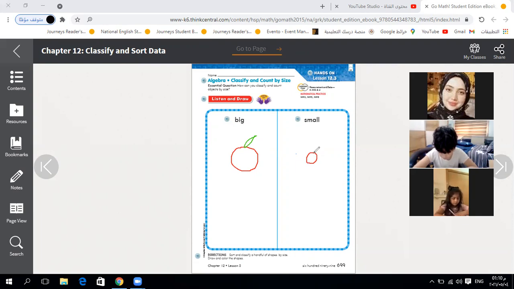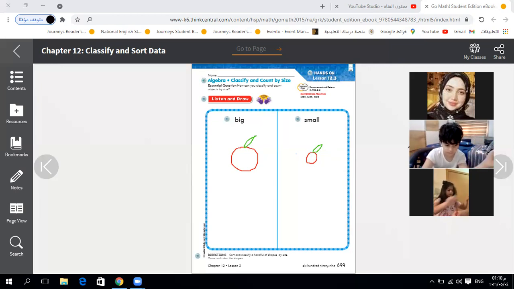So I'm going to sort the apples by size. Can you tell me, Hala, the first row, is this a big or small apple? Big. Bravo. Yes, Amir, what about the next apple? Is it big or small? Small. Bravo, we have a small one.